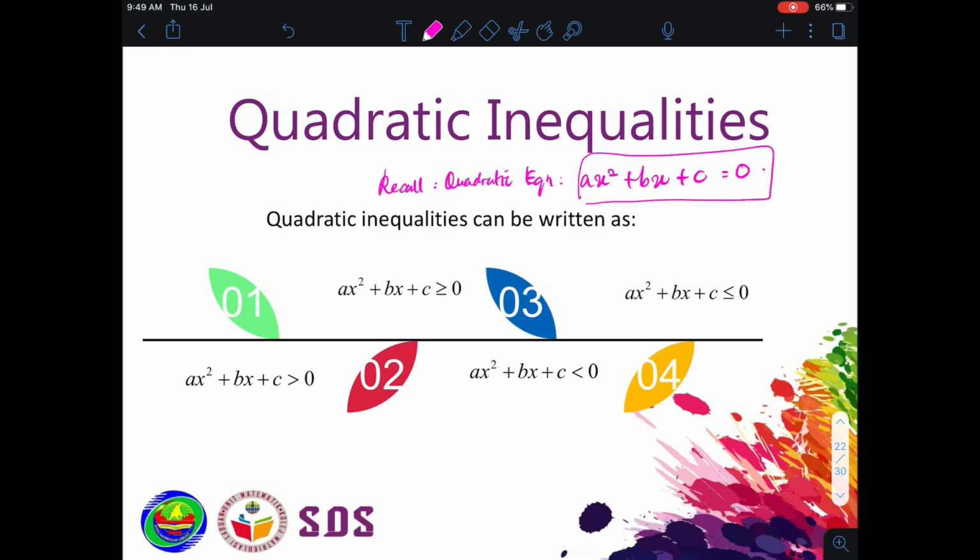But if we have quadratic inequalities instead, we have four different kinds of inequalities: the first one is more than 0, the second one is more than or equal to 0, the third one is less than 0, and the last one is less than or equal to 0.